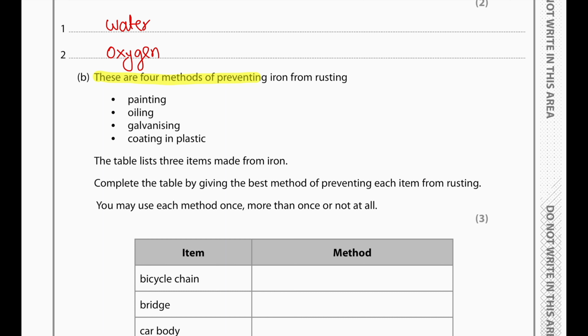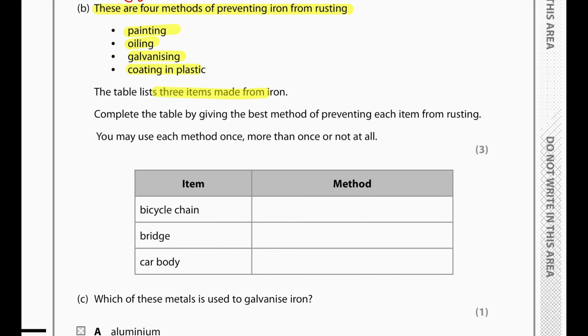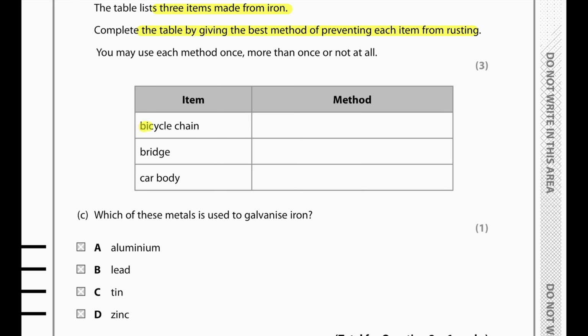These are 4 methods of preventing iron from rusting: painting, oiling, galvanizing, coating in plastic. The table lists 3 items made from iron. Complete the table by giving the best method of preventing each of the items from rusting. So a bicycle chain, we can oil it. A bridge, we can paint it. A car body, we can paint it and also galvanize it.